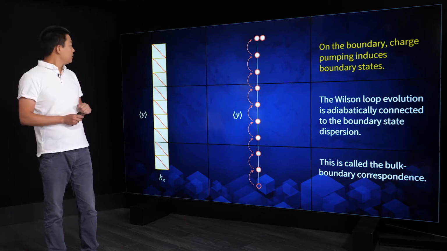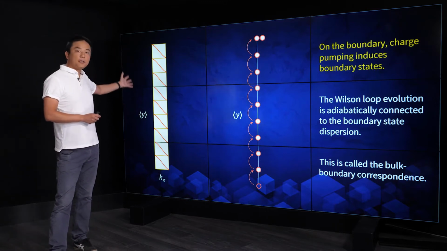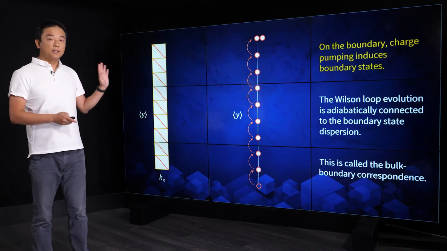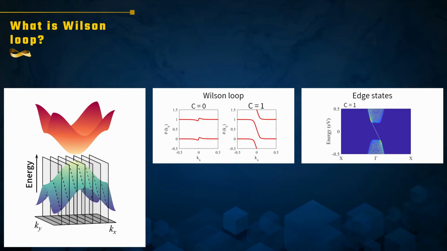One more feature you will see is that the pattern of this evolution will be exactly the surface state, the boundary state dispersion. Now let's go back to the same band structure.